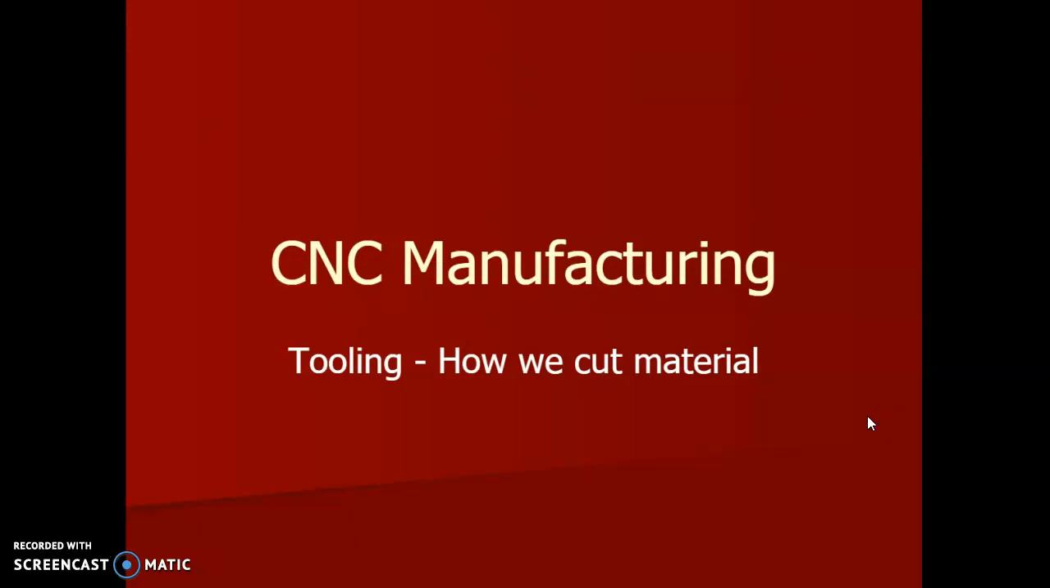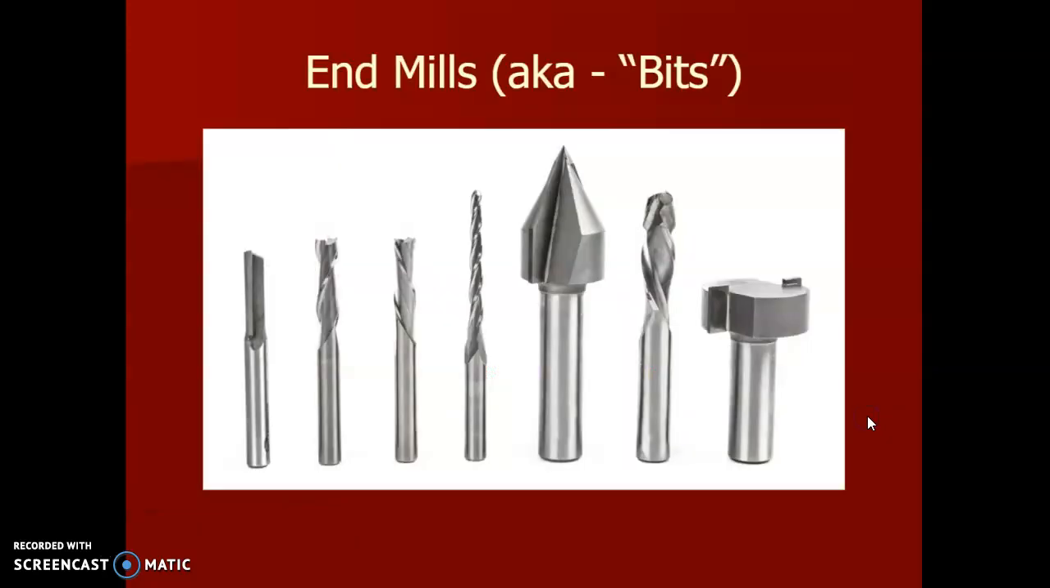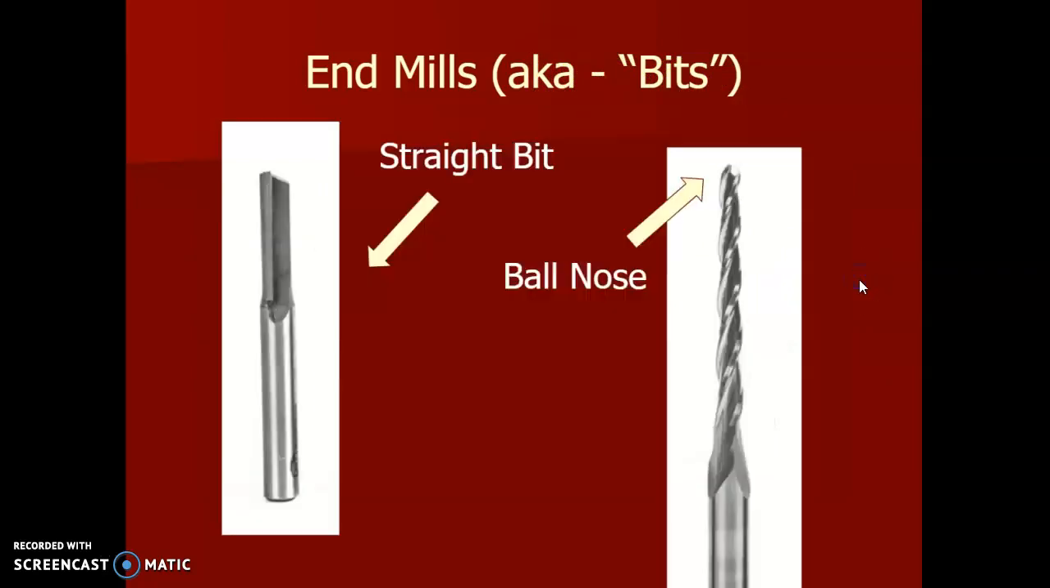All right, so let's finish this up talking about tooling. How we cut material, that's what we mean by tooling. So end mills, also known as bits. These are several different varieties of bits that we're going to talk about. The first one is a straight bit. From this angle it looks like it's angled, but if we turn it the other way, it actually isn't. There's a straight cutting edge on the end of that bit, or end mill.